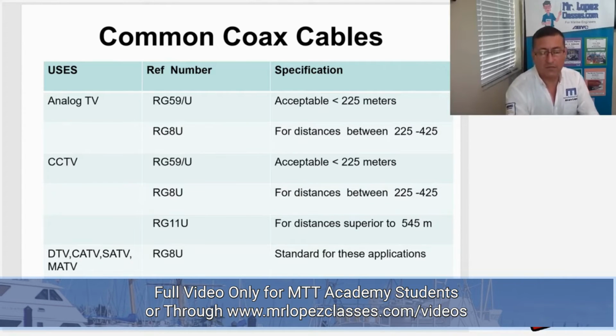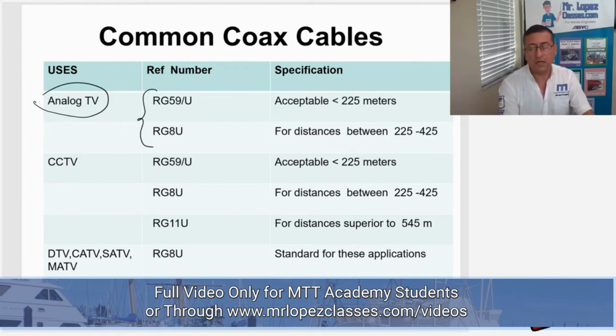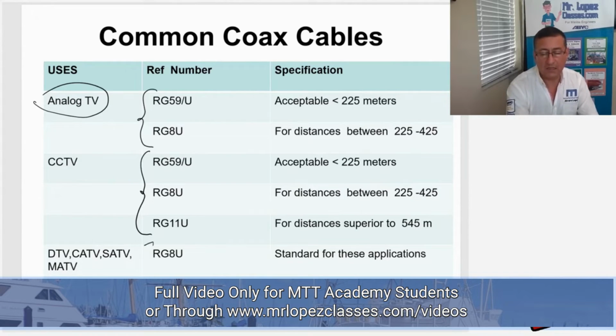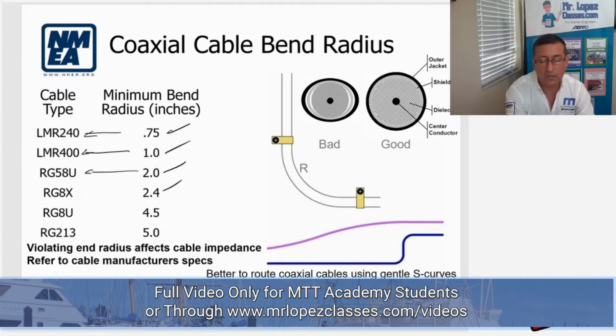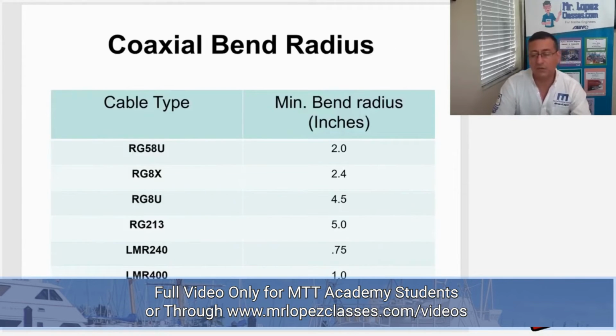For example, for analog TV we can use both cables, RG59 and RG6. For CCTV we can use those 4 cables. And for satellite TV, those are the most common cables. This is for CCTV and this is for analog TV, and those are the most important. This is the minimum recommended radius for this type of cables. This is the radius for this cable, this one, and this one. I have exactly the same information in this table that you have in your book.